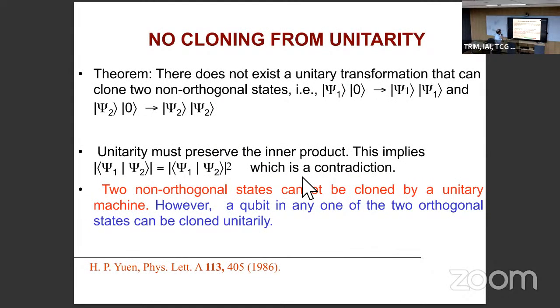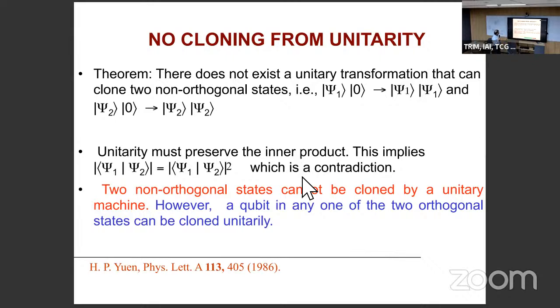Four years later, in 1986, Arun tried to prove this no-cloning for two non-orthogonal states. He did not use linearity, he just used unitarity, and the statement looks like this. There doesn't exist a unitary transformation that can turn two non-orthogonal states like psi 1, 0 go to psi 1, psi 1, and psi 2, 0 go to psi 2, psi 2.